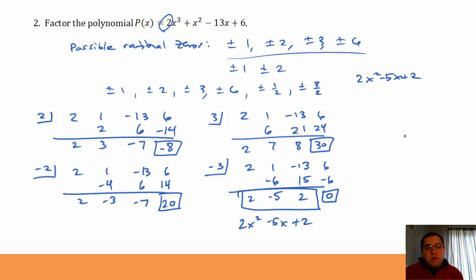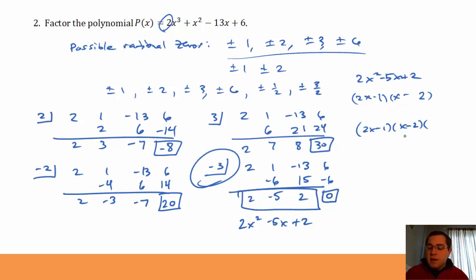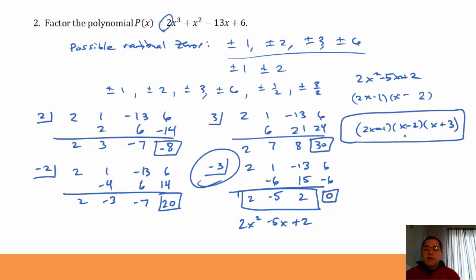I'll try to factor it and see if it factors. Well, I think it does. 2x minus 1 times x minus 2. So therefore, I can factor the original polynomial as 2x minus 1 times x minus 2 times x minus negative 3, which is x plus 3, since negative 3 was a 0. My goal was to factor the original polynomial, so I've done so there.